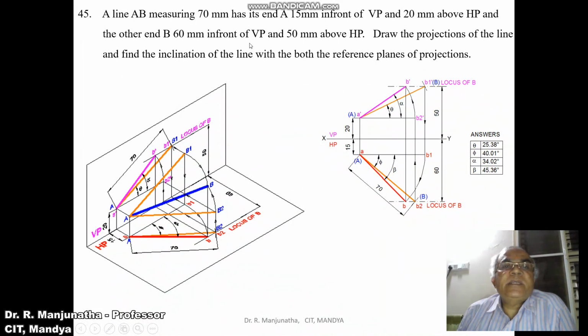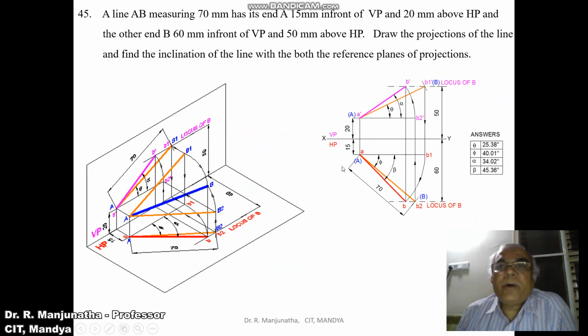Similarly, end B is 60 mm in front of VP and 50 mm above HP. So from the XY line, you measure 60 mm below the XY line and then draw a horizontal dash-dot line. And similarly, from the XY line, you measure 50 mm above the XY line and then draw a horizontal dash-dot line. You mark these as the locus of B in the top view and front view respectively. Then you know that the line capital AB is 70 mm long.